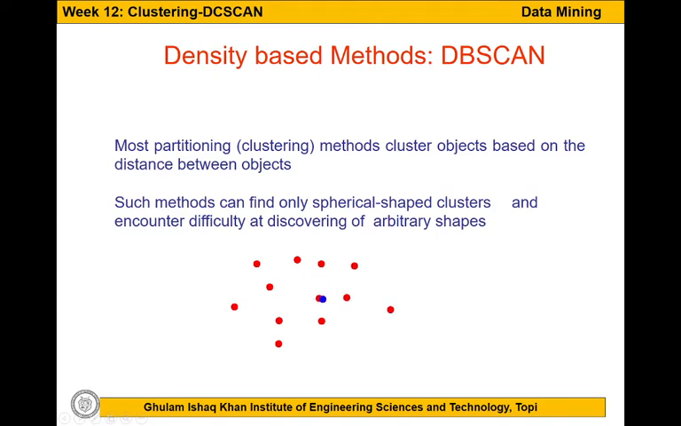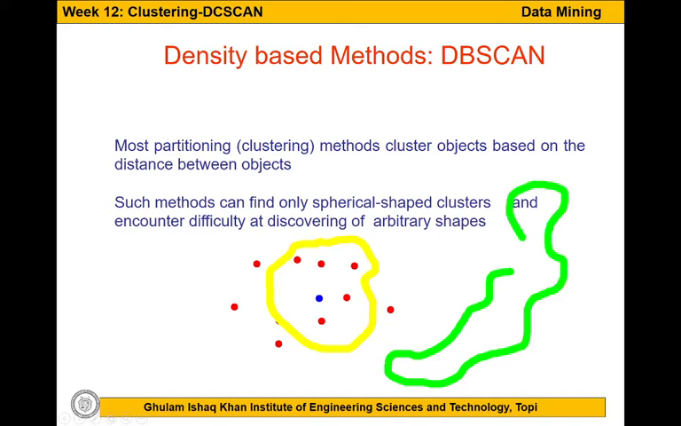For example, this is the center of the cluster, so we will be trying to find all the items which are with or near to this blue point. So the shape of the cluster will be sort of a sphere, right? But in case we have a non-spherical cluster, for example, if you see here, this is a non-spherical cluster, right?